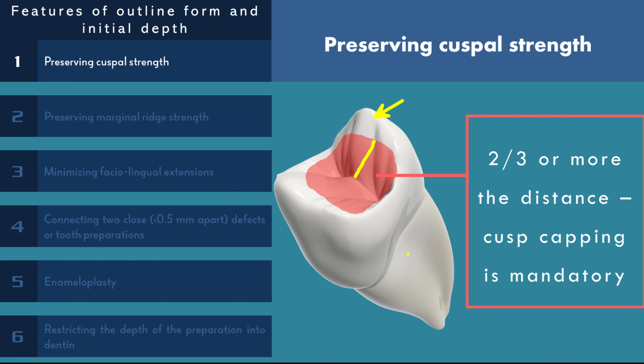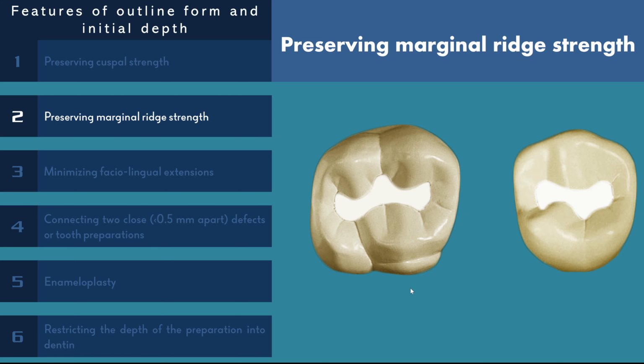The second feature which governs the outline form and initial depth is preserving the marginal ridge strength. Marginal ridges are very essential for reinforcement of the tooth and to prevent fracture of the tooth. If the marginal ridges are weak, then there are chances that the tooth may get cracked or the restoration may fail. Again, this is a very important question which is asked during viva.